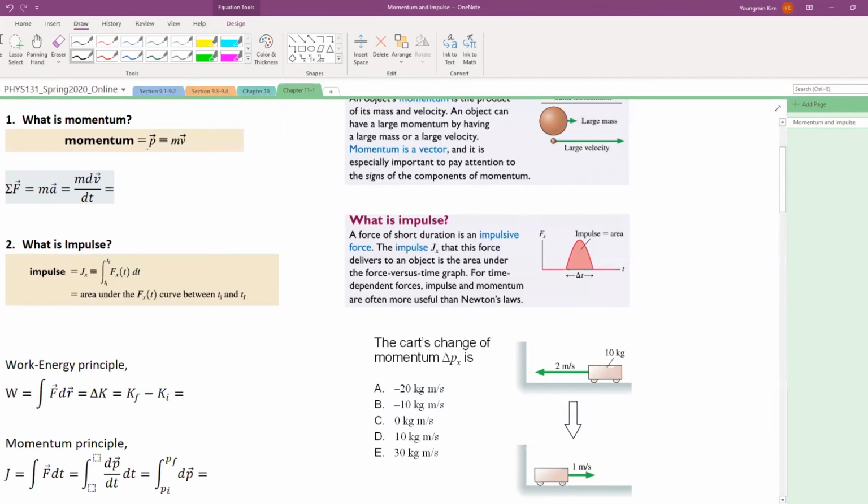Momentum is written as p, and that is defined as the product of a particle's mass times its velocity. Now remember, it's velocity, not speed. Velocity is a vector. Mass is a scalar. So the product of the two is a vector. Momentum is a vector, meaning that the sign matters when you describe a particle's momentum.